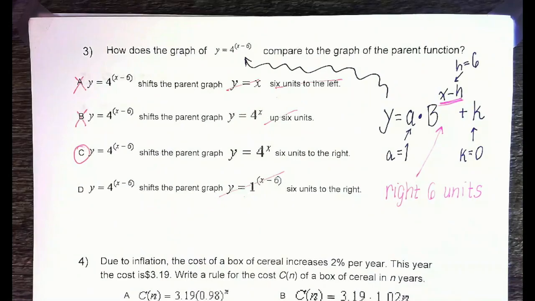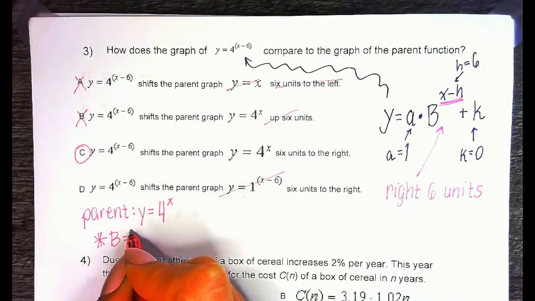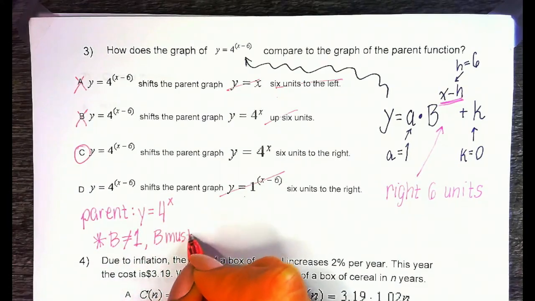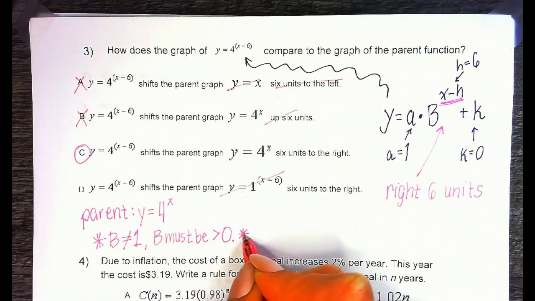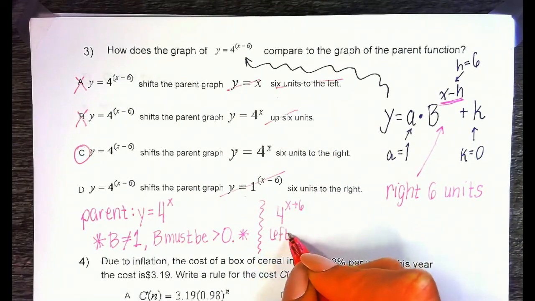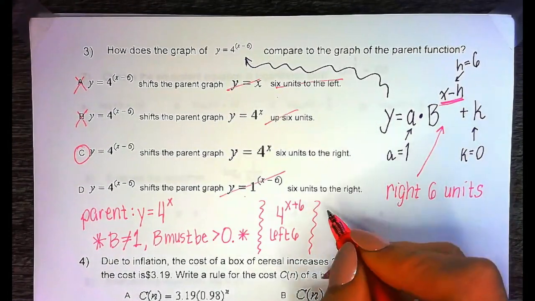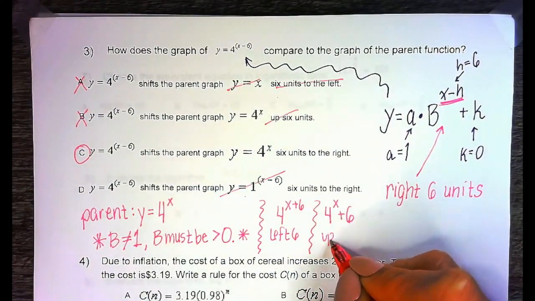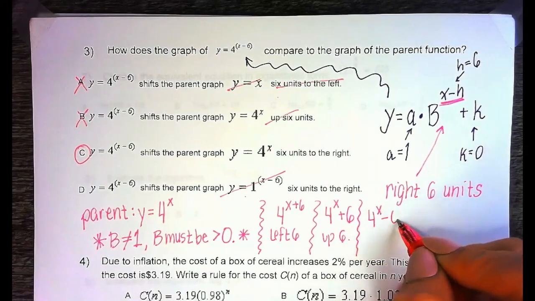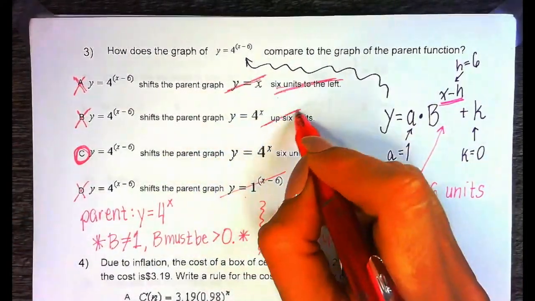So again, just to reiterate, y equals 4 to the x is the parent function. B is never allowed to equal 1, and b must be greater than 0. When you have an example 4 raised to the x plus 6, that would move your graph left 6. If you had an example 4 to the x, plus 6 on the side, your graph moved up 6. 4 to the x, minus 6 moves your graph down 6.